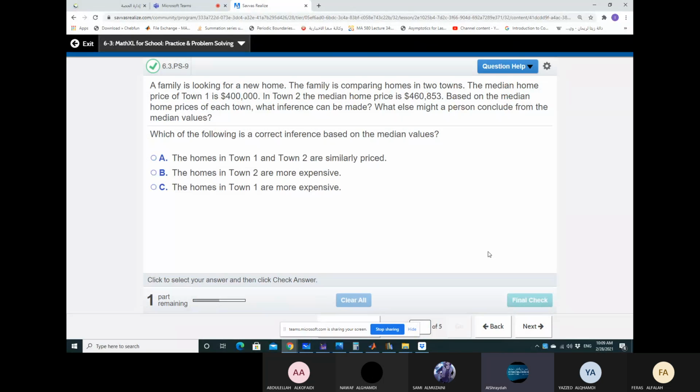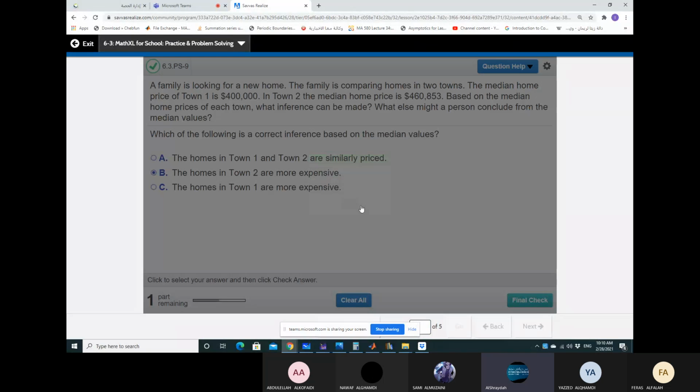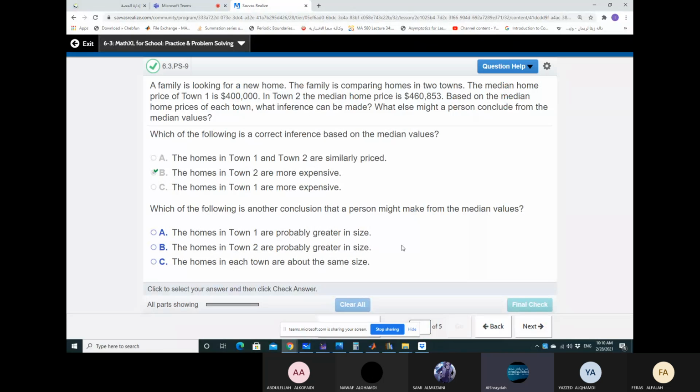So here, which of the following is a correct inference based on the median values? As you can see here, the median home price in town 2 is greater than the median home price in town 1, so we can say the homes in town 2 are more expensive. Okay, and here we have the next part of the question. Which of the following is another conclusion that a person might make from the median values? Depending on the previous part, we can say that the homes in town 2 are probably greater in size because of its price.